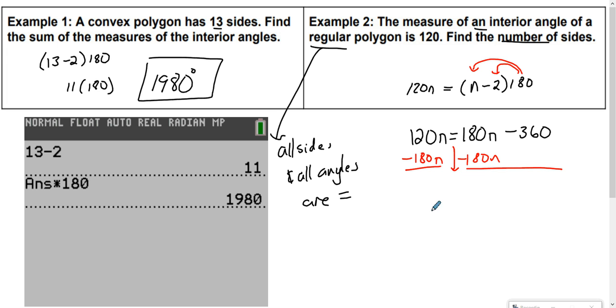Bring my equal sign down. Over here we get negative 60n equals, that's gone, negative 360. And then we're going to divide both sides by negative 60. Okay? And so we end up with n equals negative 360 divided by negative 60 is what, guys?